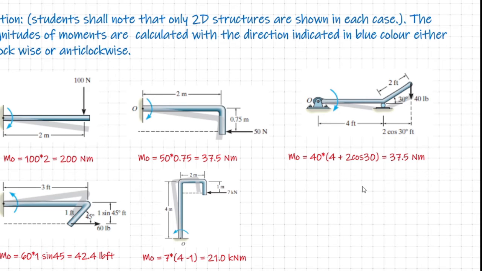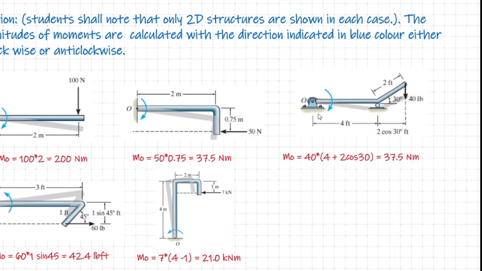I have marked it in the blue color. Now going to the third simple structure, as you can see, the first part is straight and the other part is inclined 30 degrees to the horizontal, and the end of this bent structure is subjected to a 40 pounds force downward. So in this case, we can readily obtain the moment of the applied force about the point O as 40, that's the magnitude of the force, into the distance.